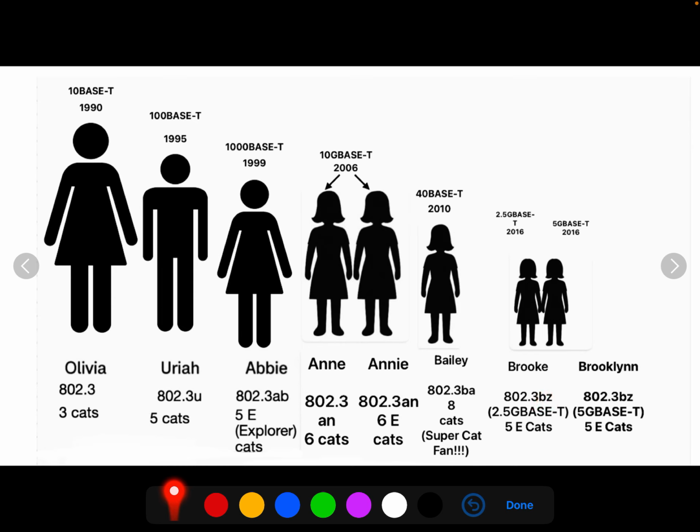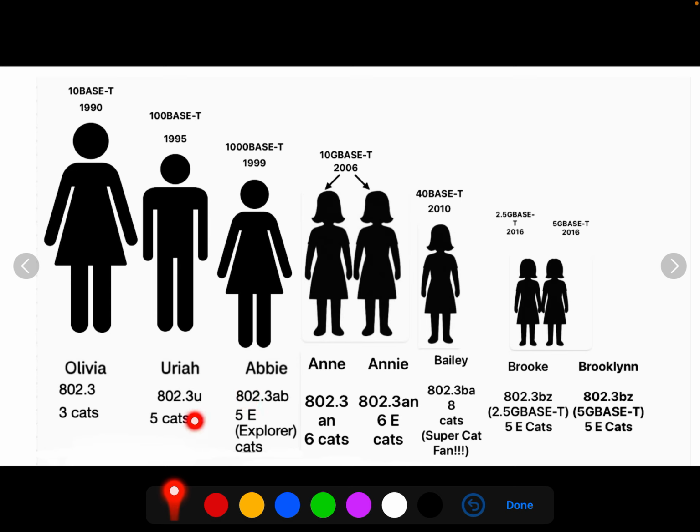Let's start off with the first sibling then. Olivia, born in 1990, is the original standard, 10BASE-T. She represents the original 8.3 standard, released in 1990, 10BASE-T, 10 megabits per second, and it used Cat 3 cabling. So I'm saying that Olivia has 3 cats to represent that. Out of all the other siblings, she's the least of a cat fan. And you can see that in succession, the cat cabling that's used increases. So I've given these siblings more cats.